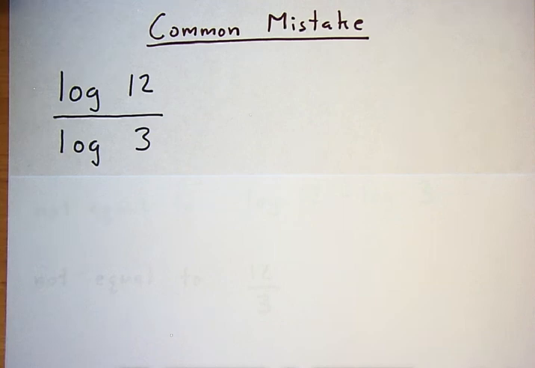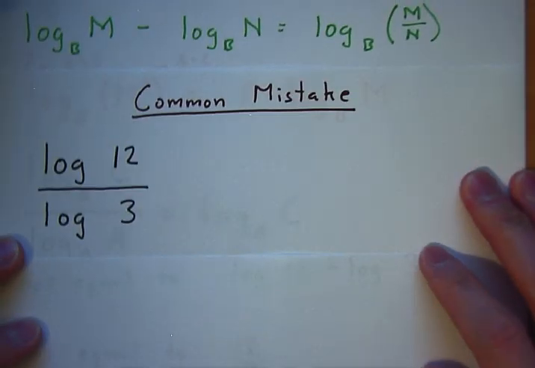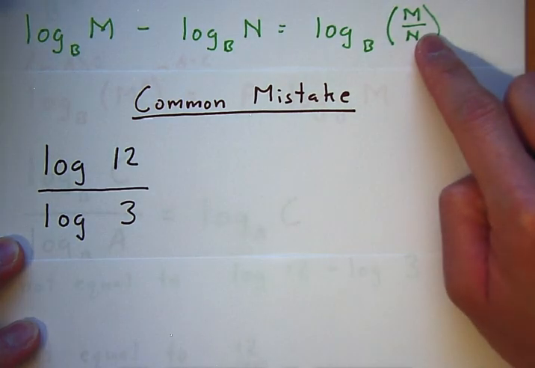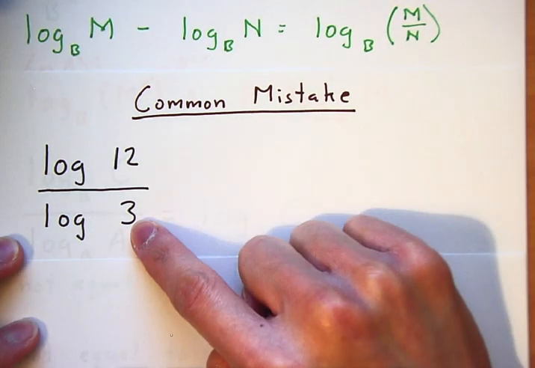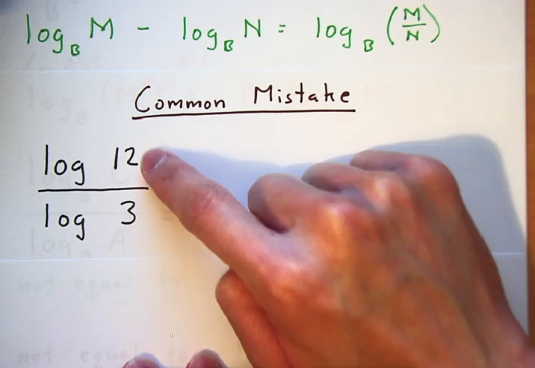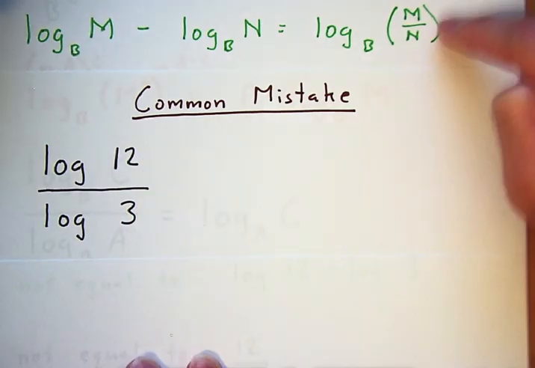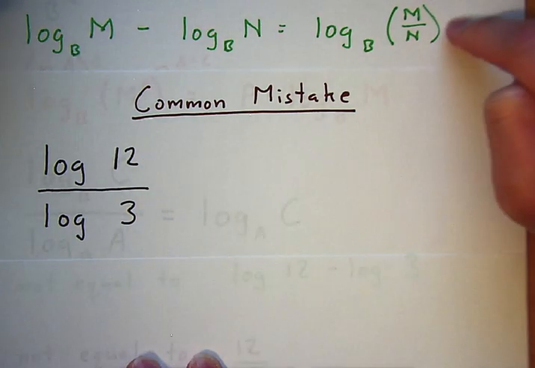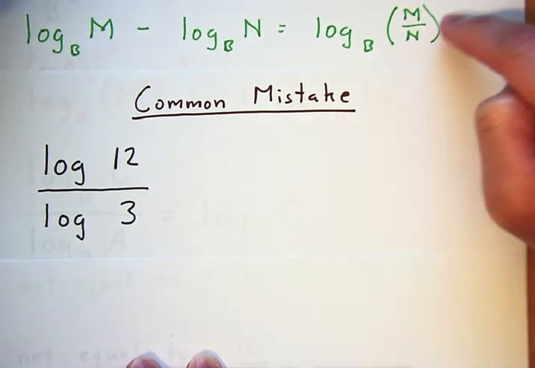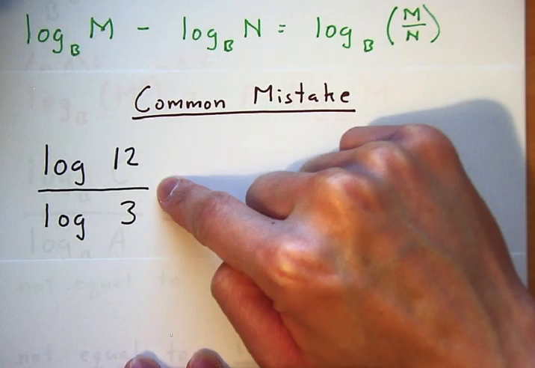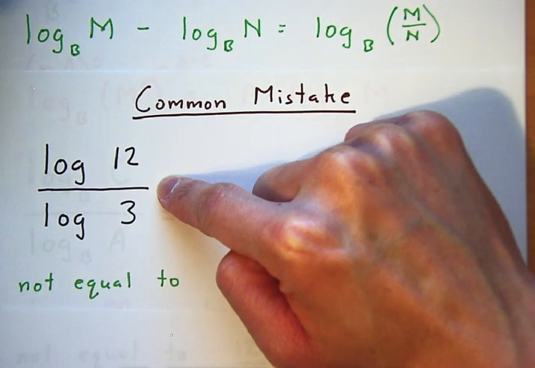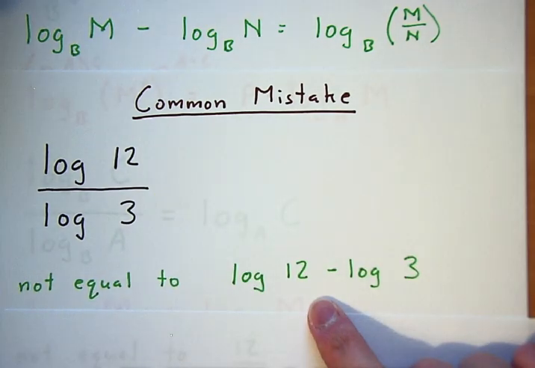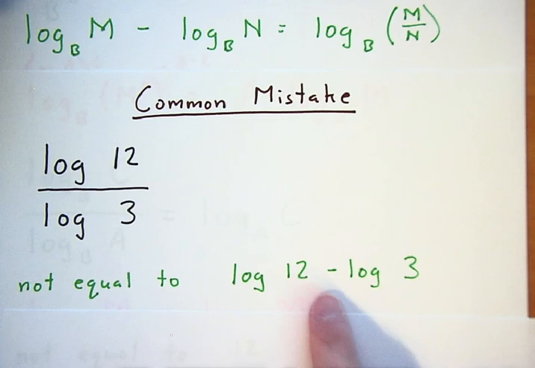One common mistake people make is that they try to use this property on this. They look and say, oh, there's division here, and I see division here, so I can use this one. But that's not actually true. This is not equal to log 12 divided by 3. This is not equal to that.